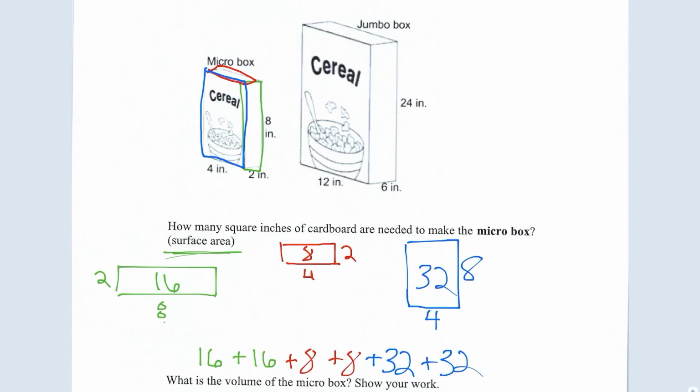So we have to add 2 32s. So let's add all of these together. 32 plus 32 gives me 64. 8 plus 8 gives me 16. There we go. And then I know 16 plus 16 is 32. So if I add 80 plus 32, I get a surface area of 112 square inches. And that's my answer.